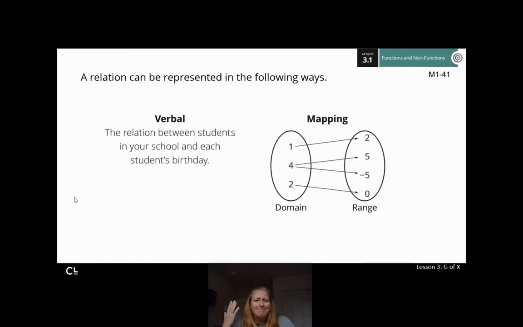You can do it verbally, right? You can just say, hey, what's the relation between students in your school and each student's birthday? You can just use your words to describe it. Use your words. It works fine.